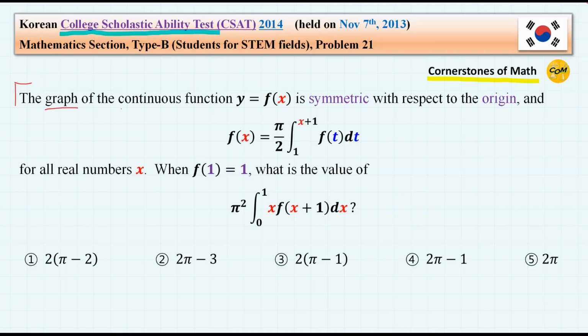The graph of the continuous function y equals f of x is symmetric with respect to the origin, and f of x is equal to pi over 2 times integral f of t dt from 1 to x plus 1 for all real numbers x. When f of 1 is equal to 1, what is the value of pi squared times integral x times f of x plus 1 dx from 0 to 1?